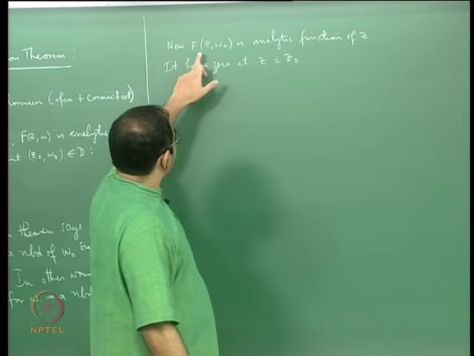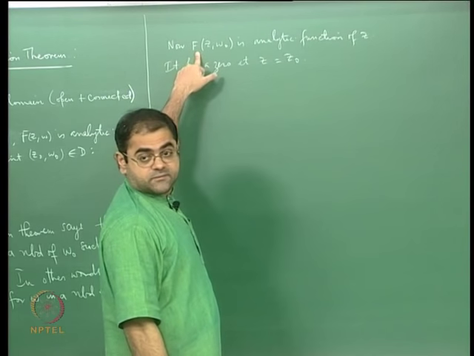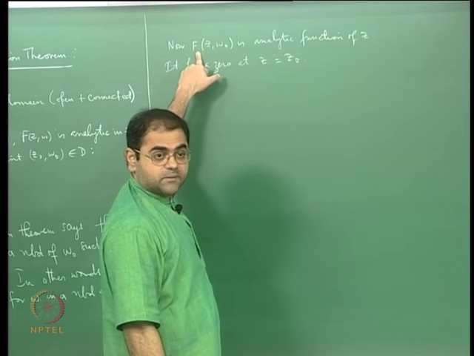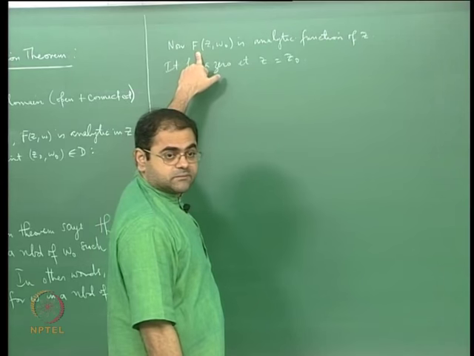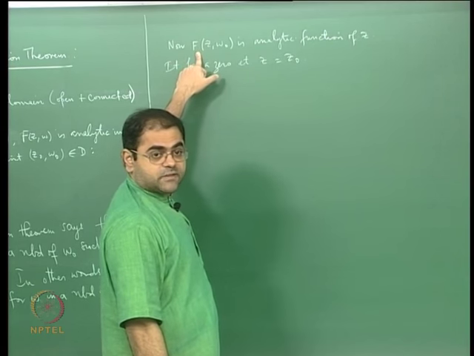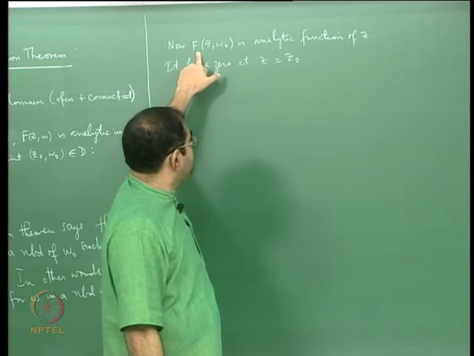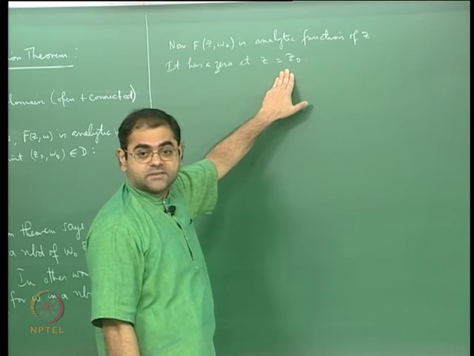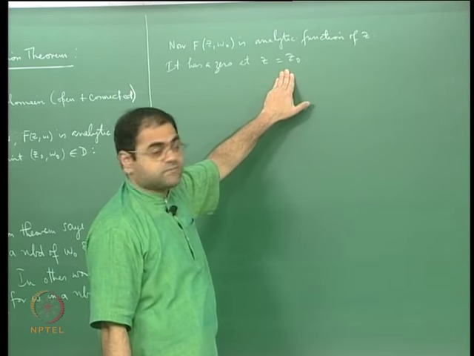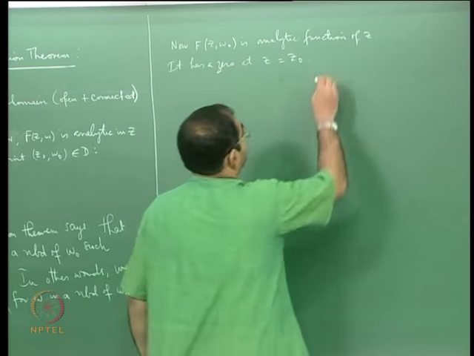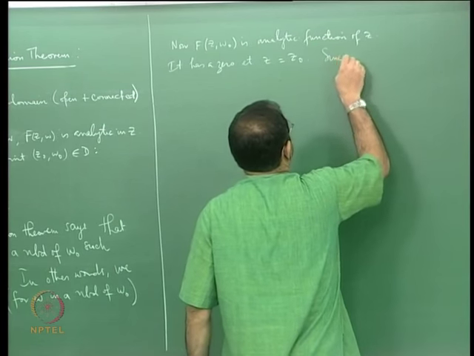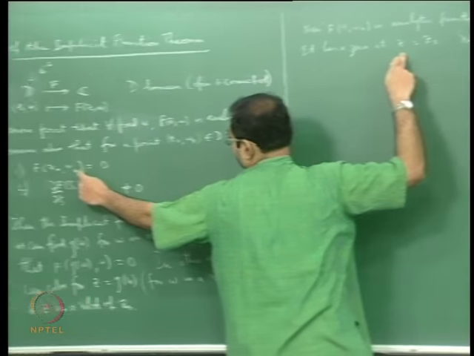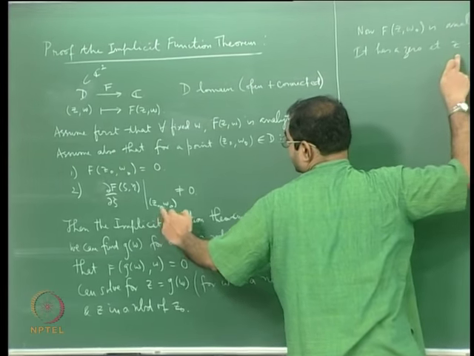And mind you, this is not a constant analytic function, because its first derivative with respect to the first variable is non-zero at that point, okay. So since the derivative with respect to the first variable is non-zero, what it tells you is that this zero is a simple zero, and it also tells you that the analytic function is non-constant, considered as a function of the first variable, okay. This is by assumption 1, and by assumption 2.